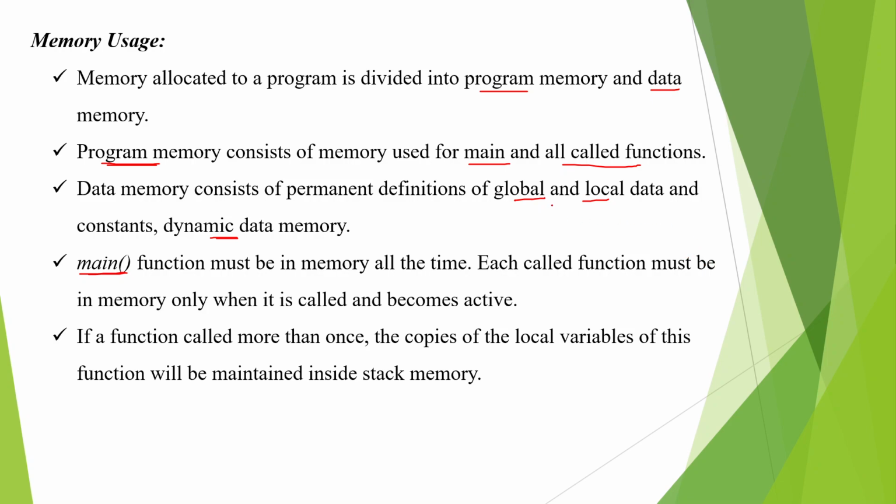Now, if a function is called more than once, what will happen? Copies of the function's local variables will be created. Inside a function we are going to have local variables, and if you call that function more than once, it will create more copies of the local variables. Those variables will be kept on the stack memory. We have a special type of memory in the conceptual memory diagram, which we call stack memory, and whatever local variables we create all reside on stack memory only.